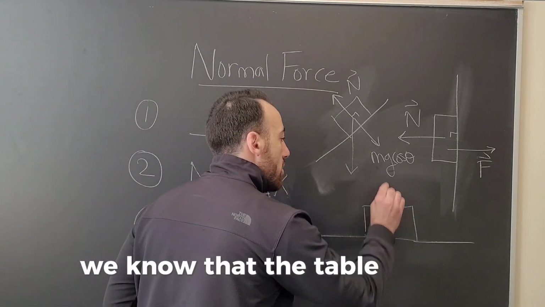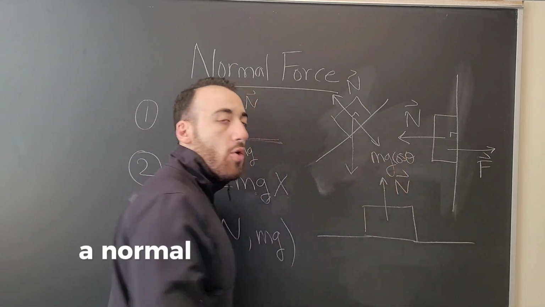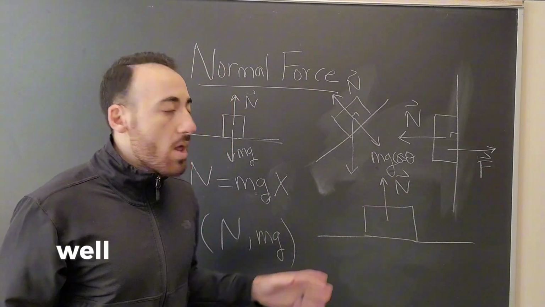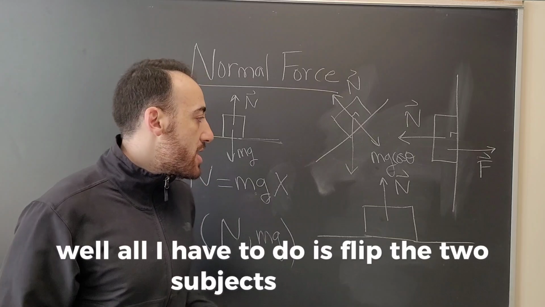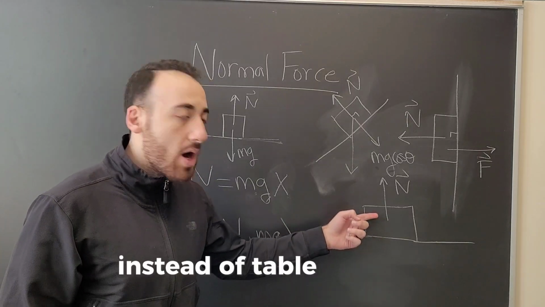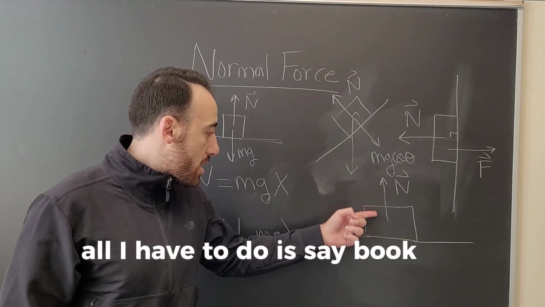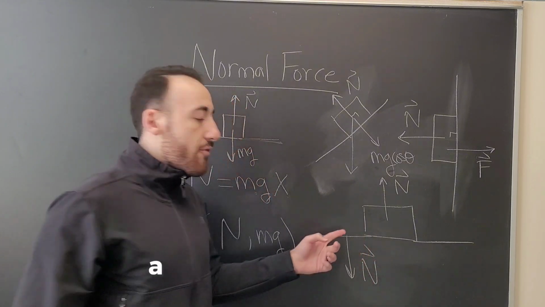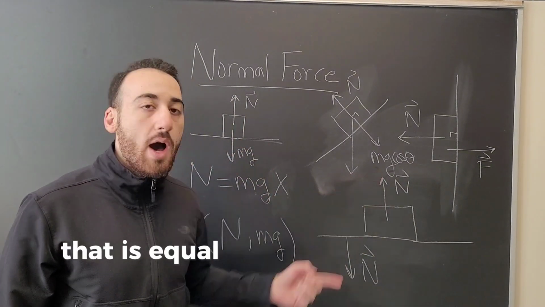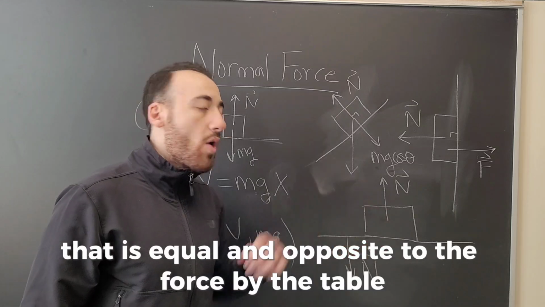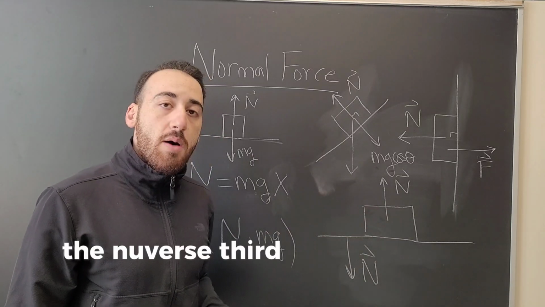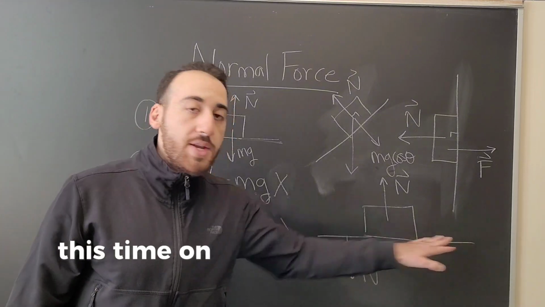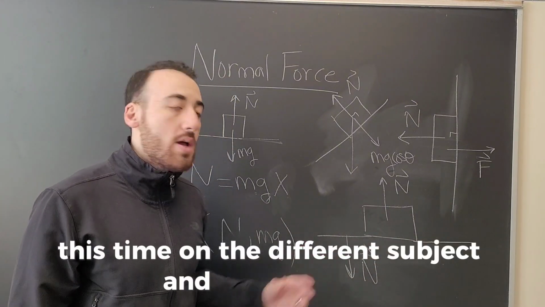We know that the table exerts a normal force upward on the book. What is the reaction to this force? Well, all I have to do is flip the two subjects at hand. So instead of table on book, all I have to do is say book on table, and that produces a force on the table that is equal and opposite to the force by the table on the book. So in fact, the Newton's third law pair to the normal force is yet another normal force, this time on a different subject in this problem.